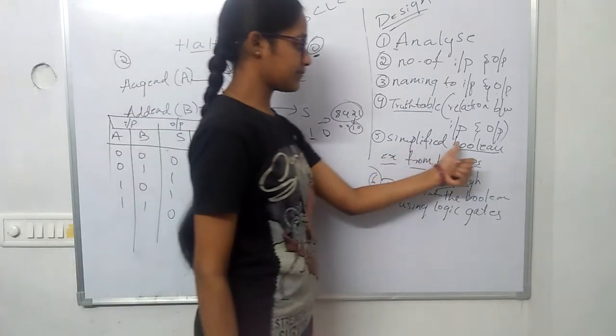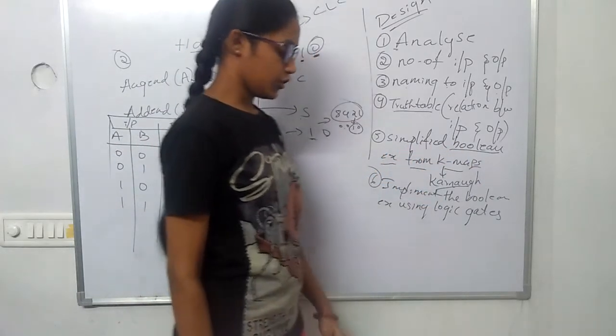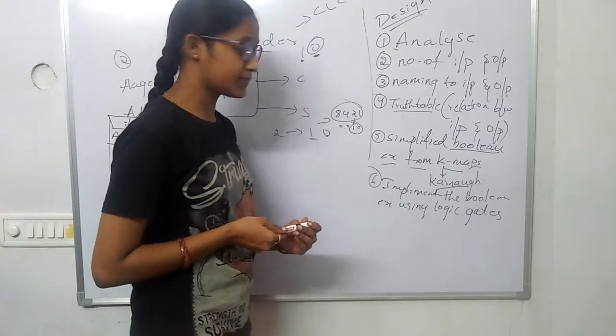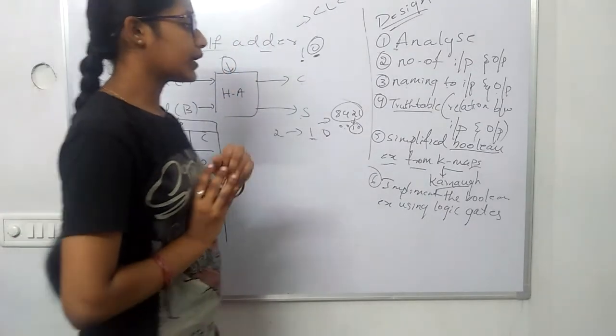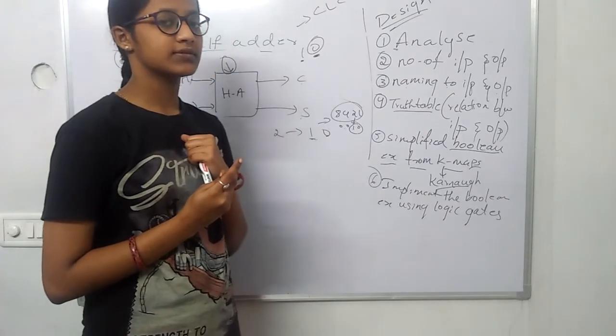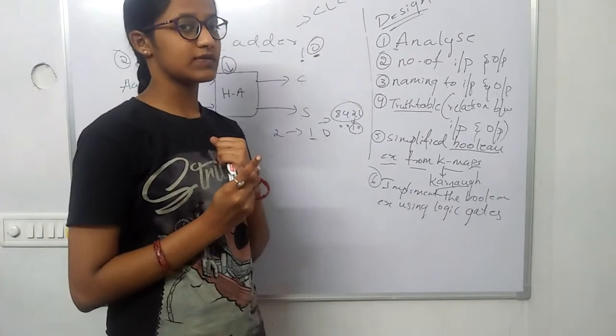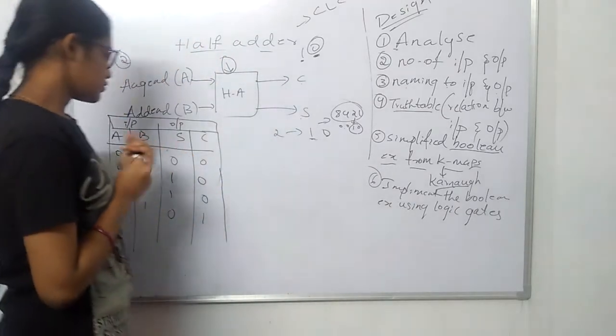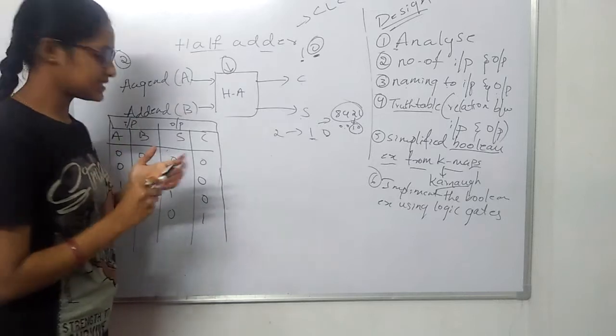Now next is the simplified Boolean expression using K-maps. Using K-maps you can get the simplified Boolean expression. You can solve by sum of products, meaning min terms, or product of sums, meaning max terms. Let's go by sum of products. In the sum of products, we take the ones.